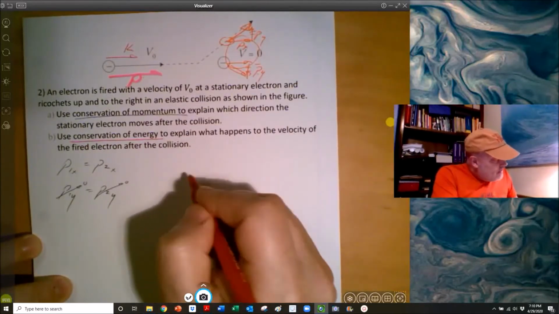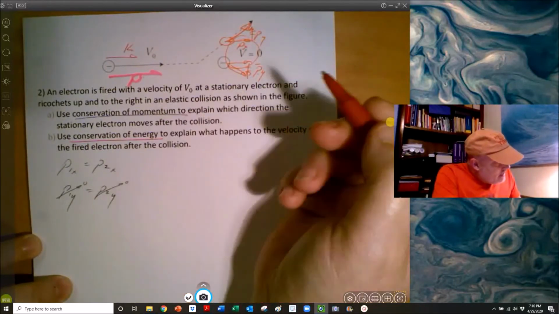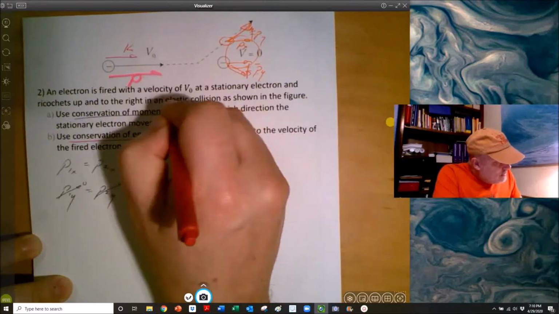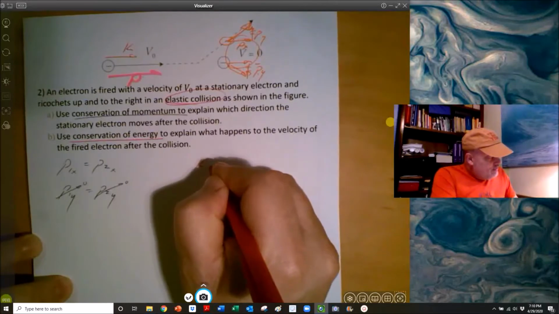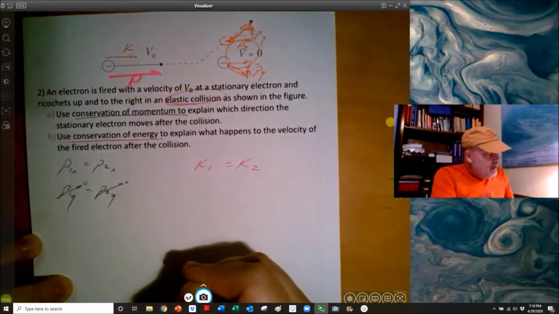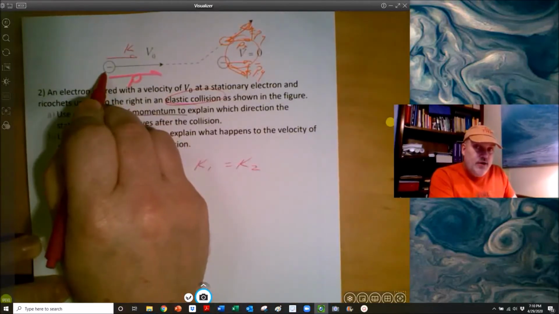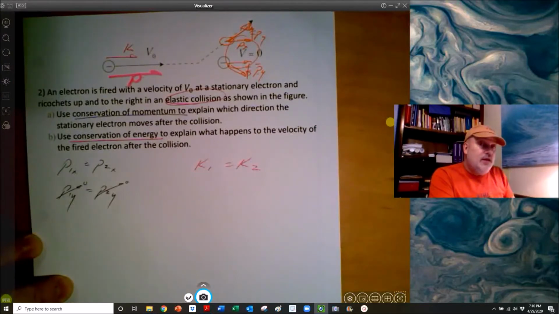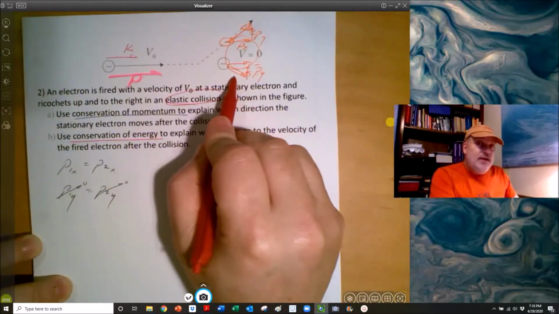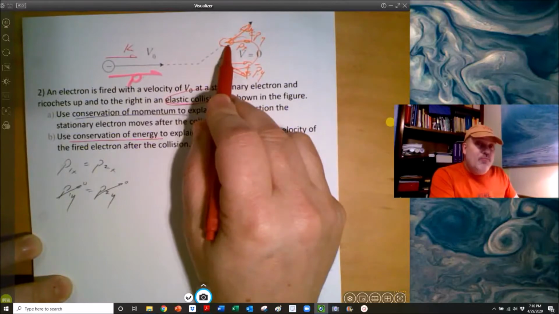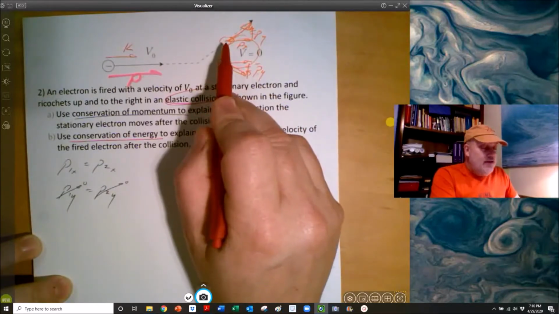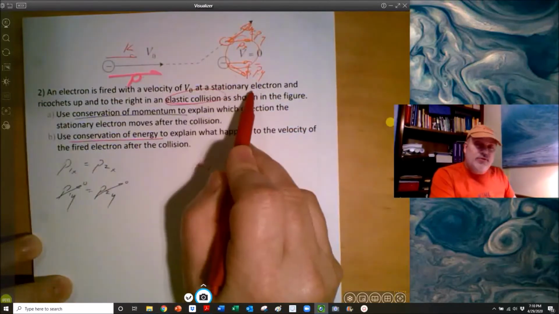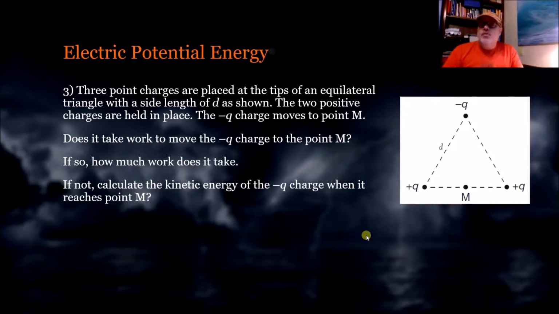Now, since this is an elastic collision, the kinetic energy we start with must equal the kinetic energy we end with. The fired one has all of the kinetic energy at the beginning, but this one has some kinetic energy afterwards. So this one must lose kinetic energy and it has to slow down. So it turns up and to the right, and it also slows down when this one takes off down and to the right.